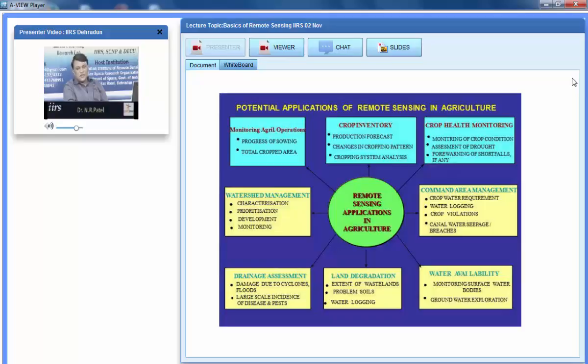Apart from applications directly related to agriculture, there are certain applications on watershed management, command area development, drainage and irrigation assessment, land degradation and water quality. These are areas which are directly or indirectly linked to agriculture. Many efforts have been made to develop and demonstrate applications for operationalization at different levels.